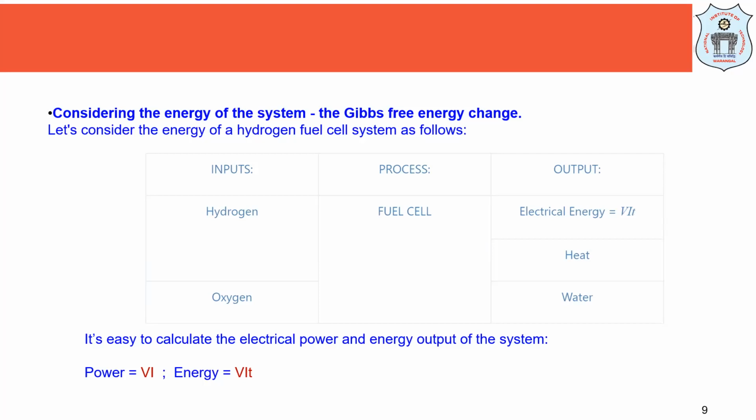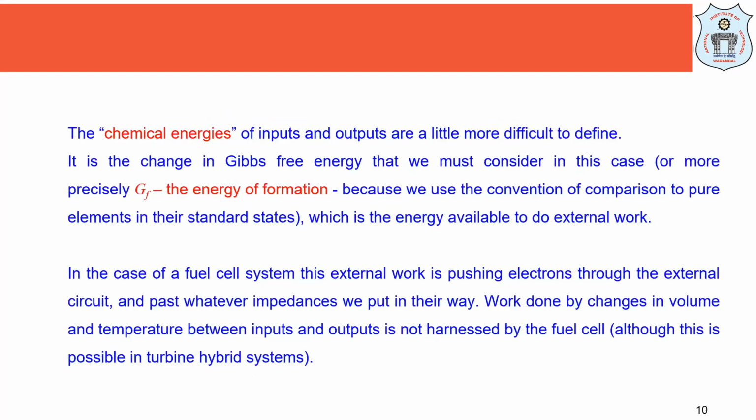So considering the energy of the system, we can say the Gibbs free energy change. So for that, if you look at the electrical power and energy output of the system, it is easy to calculate them because we know the formula for power is V into I, and energy is power into time. So VIT gives us the electrical energy output.